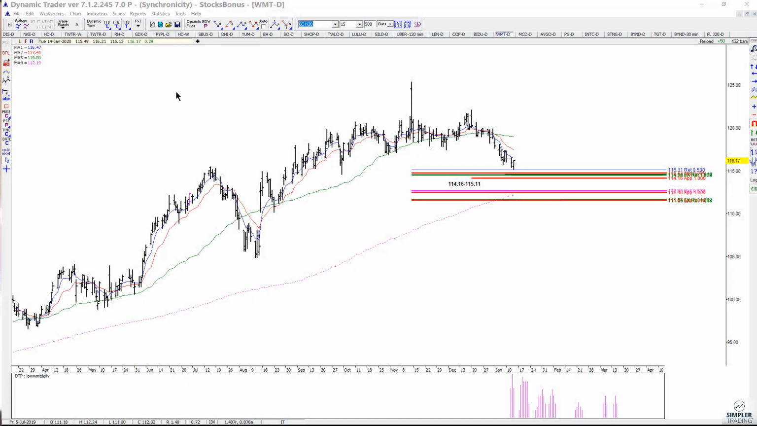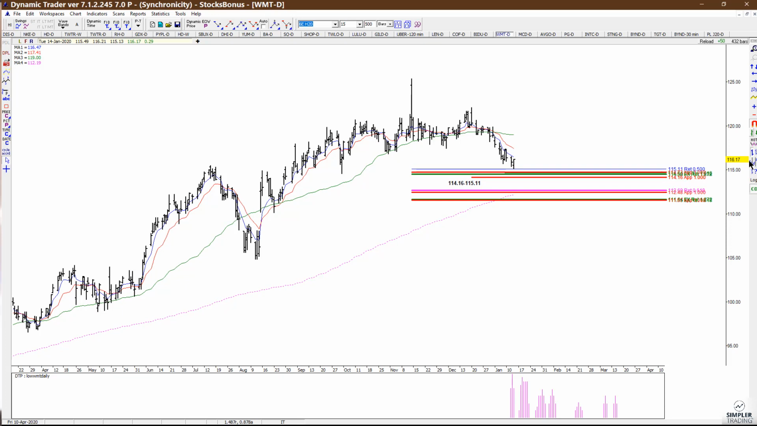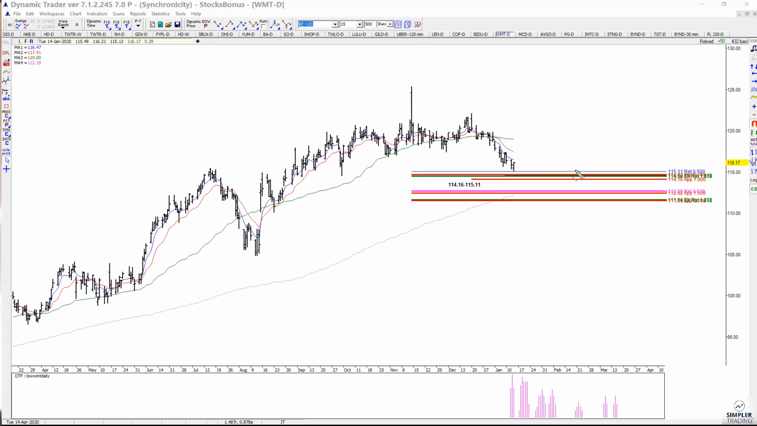In today's video, we're going to take a look at a Fibonacci price cluster on Walmart. Basically, the zone comes in between 114.16 to 115.11. Right now we're testing the zone, which means that we can look for a trigger for an entry. What else I want to show you is that we also do have some timing for a possible bounce.